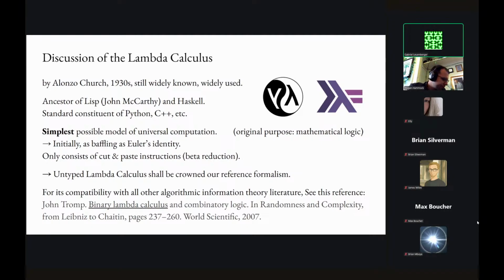And then, like I mentioned, Trump looked at SK calculus, for instance, because that's similarly simple to lambda calculus, but he concluded that this is not a good reference formalism. And there's also Marcus Müller's approach, where he proved that it doesn't really work in the end. But let's say hypothetically, Marcus Müller's approach would have worked, then it would still not be practical.